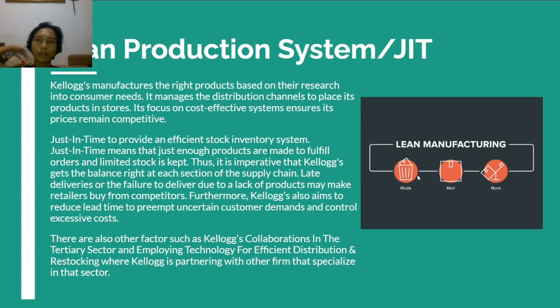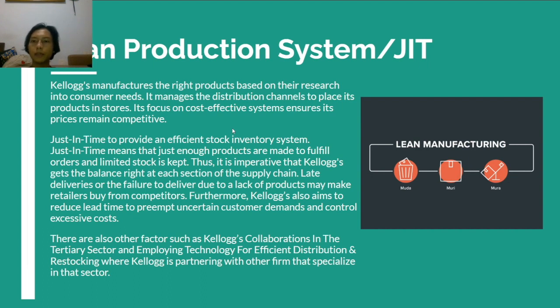And now let's talk about the JIT or the lean production system. Kellogg manufactures products based on their research into customer needs. So it takes the research on what the consumer or the public wants, and then makes the product based on exactly that result. It manages the distribution channel to place its product in the store, and it is also focused on a cost-effective system, ensuring its price remains competitive.